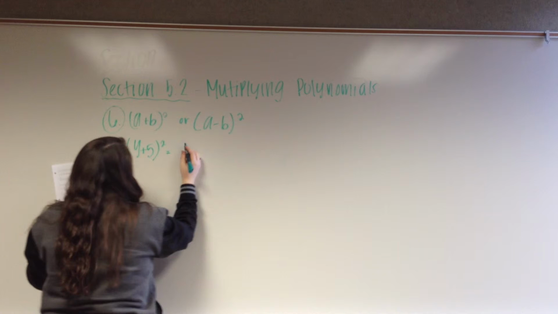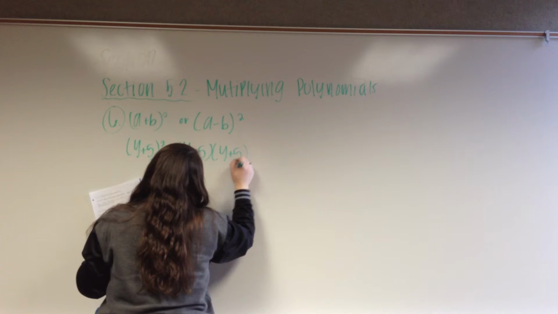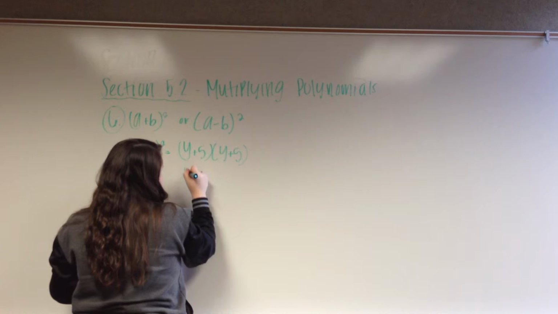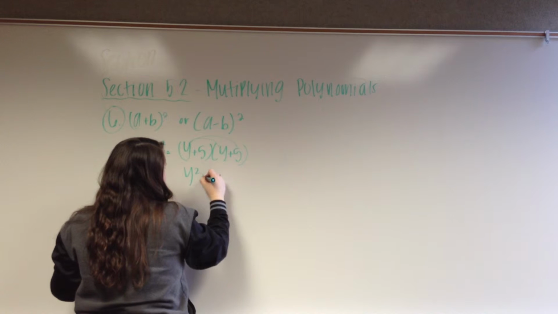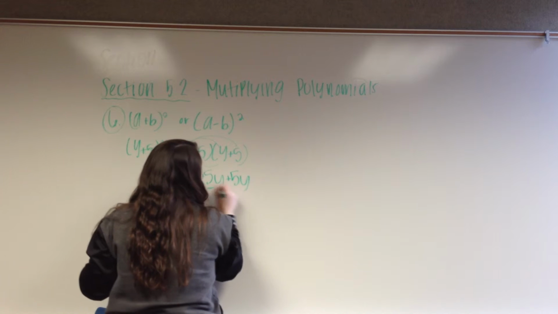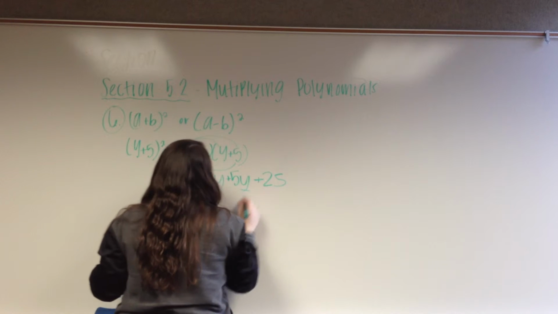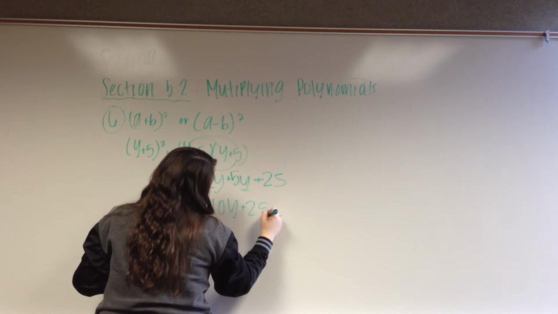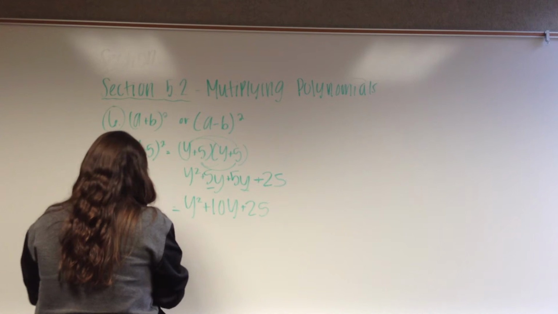What it really is, is y plus 5, y plus 5, twice, because it's squared. So this times itself. So the y times the y, so y squared, and then this y times that 5 is 5y. This 5 times this y is 5y. So these are like terms. And then this 5 times that 5 is plus 25. So you're left with y squared plus 10y plus 25.